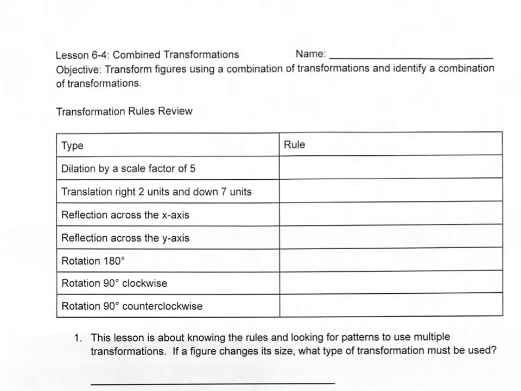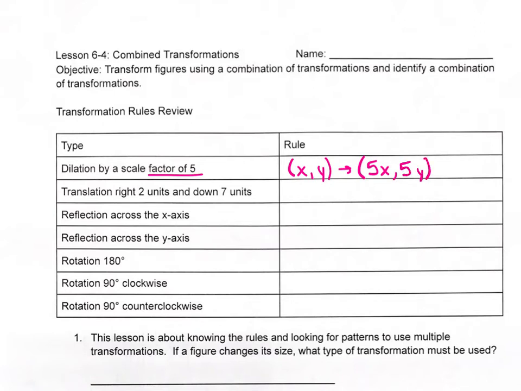The first one is a dilation. In a dilation, you take x, y, and you multiply them each by the scale factor. So in this case, the scale factor is 5. So we have 5 times x, and then 5 times y.